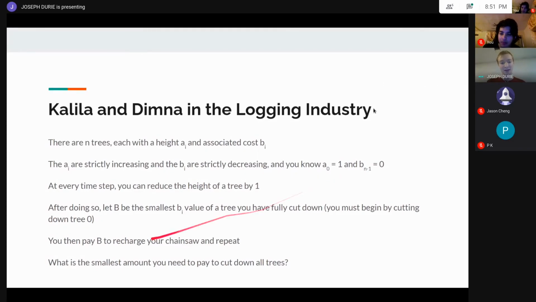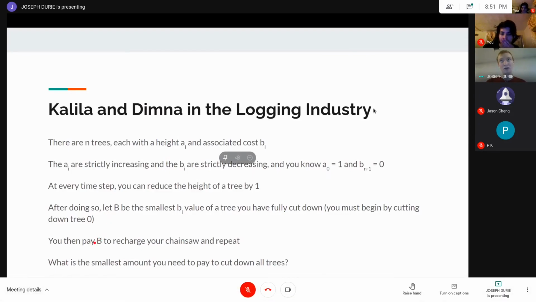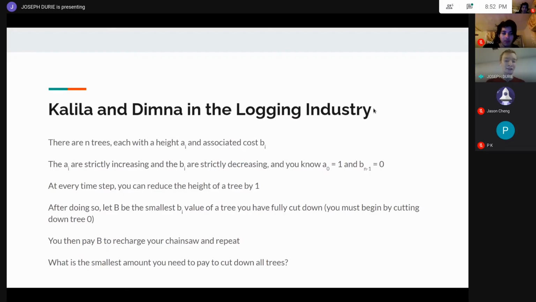And then, okay, so now you have this B value. Then you're going to pay B to charge your chainsaw up again, and then repeat. So then you decrease another tree's height by 1. And then you pay whatever the B value is now, and you repeat. And you want to know what's the smallest amount you need to pay to cut down all the trees. So there's a lot going on in this statement. We're going to go through an example.